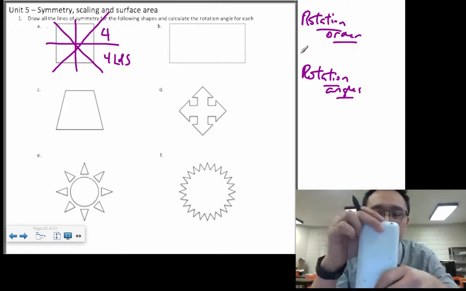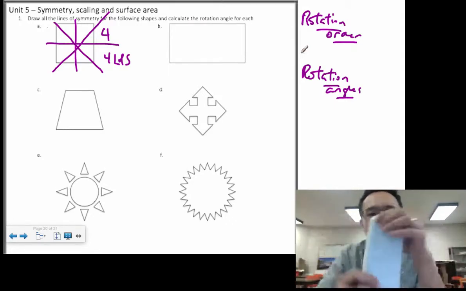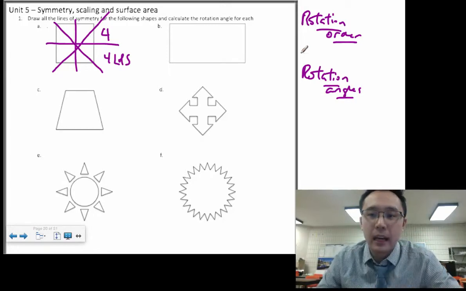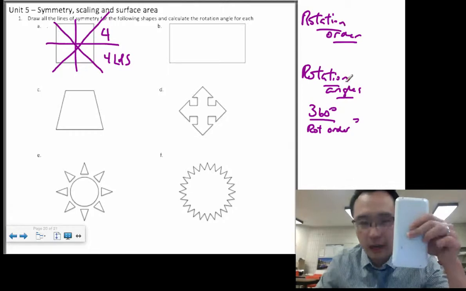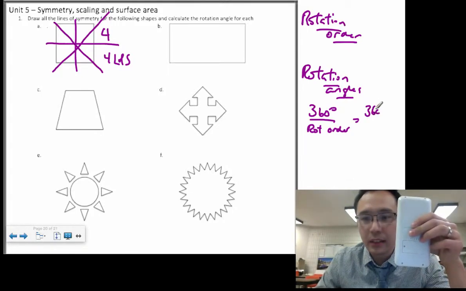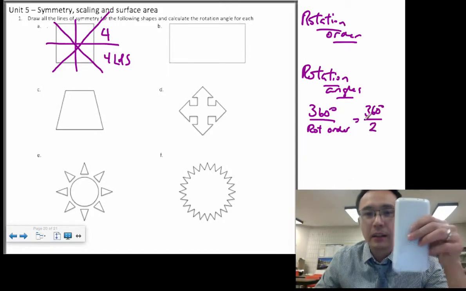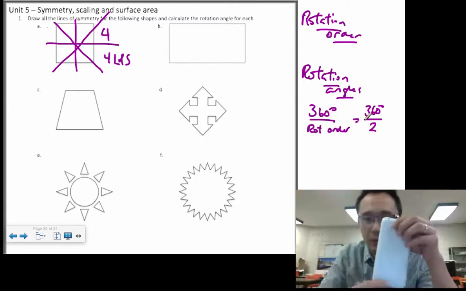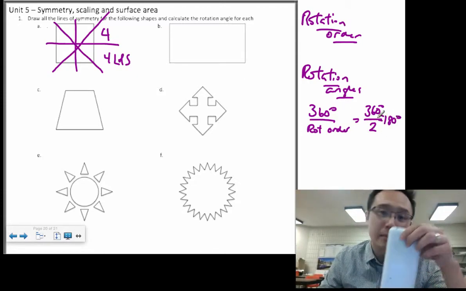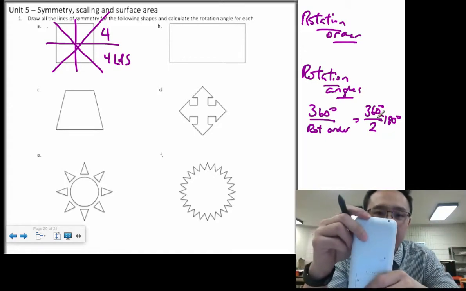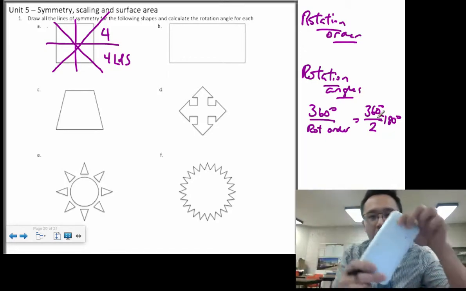So if you think about it, this is once and back again, that's 2 times. And how do you calculate the rotation angle? This is your 360 degrees divided by your rotation order. So if we're looking at this calculator, if you go 360 degrees and divide by 2 rotation orders, well, this gives me 180 degrees, and that makes sense because 180 degrees is basically rotating all the way.